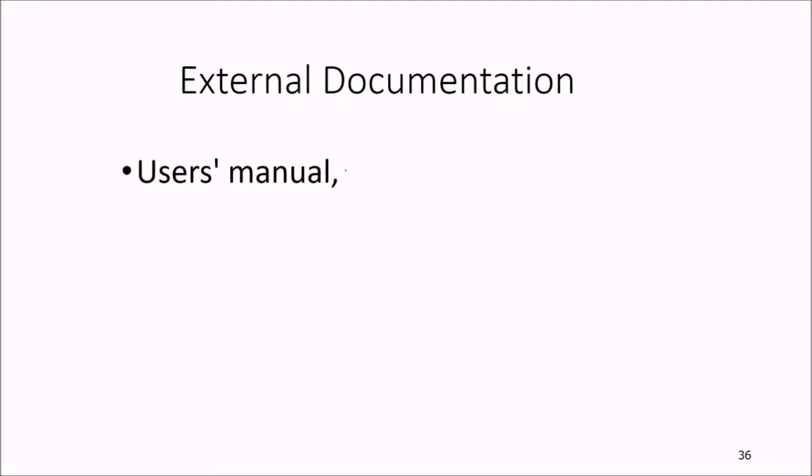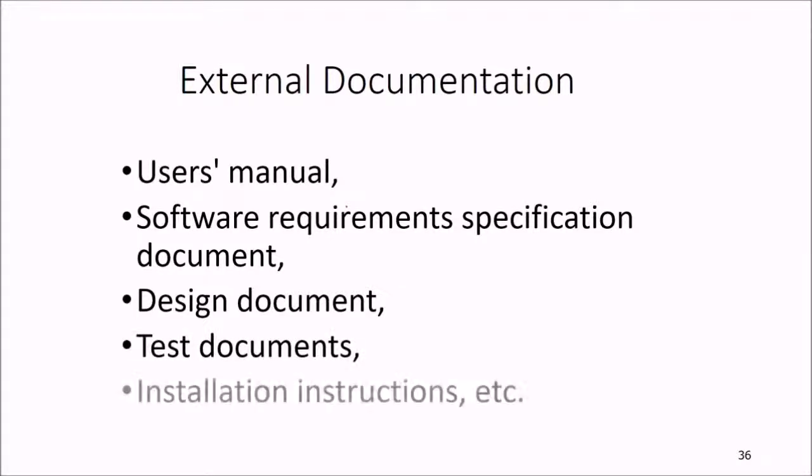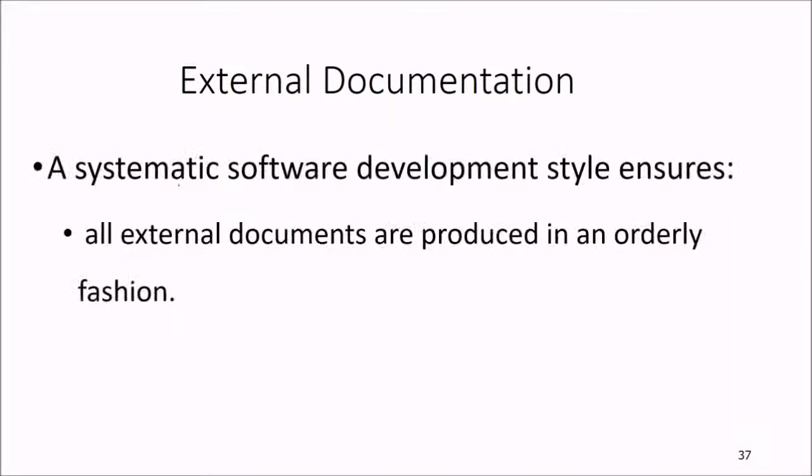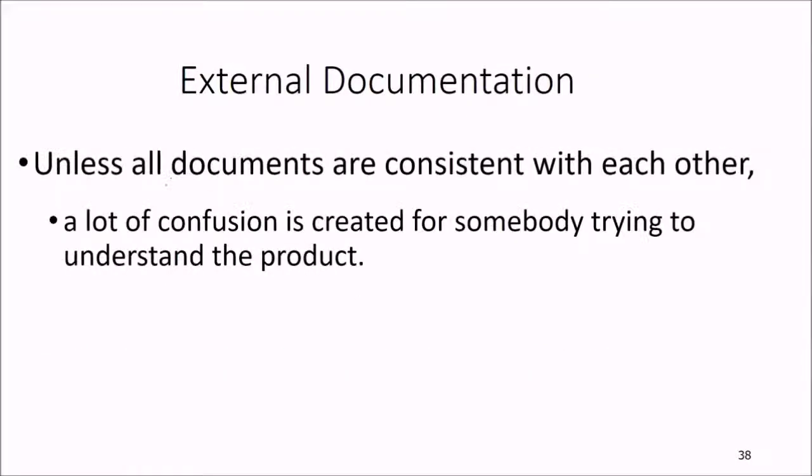Now coming to external documentation, we have user manuals, software requirement specification document, design document, test documents, installation instructions. So systematic software development is there to ensure that all external documents are written and produced in a well organized manner. The important feature of good documentation is its consistency. So you need to be a very good content writer with respect to your software, so that you can make the documentation consistent. If they are not, then there will be confusion.